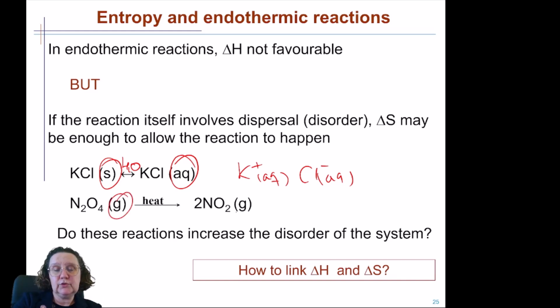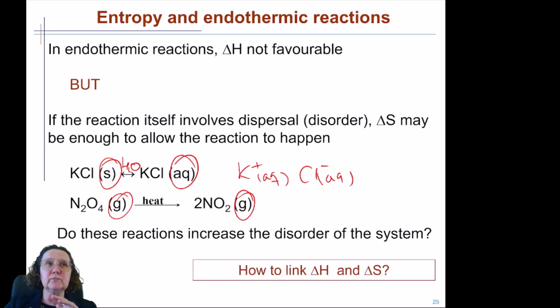You heat it up slightly and you produce nitrogen dioxide, but you produce 2 moles of nitrogen dioxide. So you have more moles of gas in the product side than in the reagent side. So again, you have increased the dispersal of the system, the disorder of the system. The change in entropy is large enough for the reaction to happen, because you have more moles of gas in the product side.